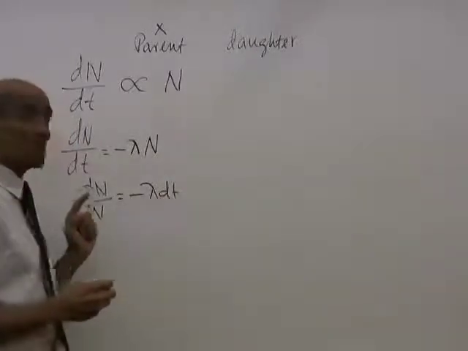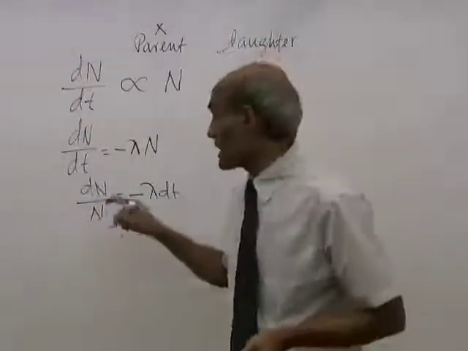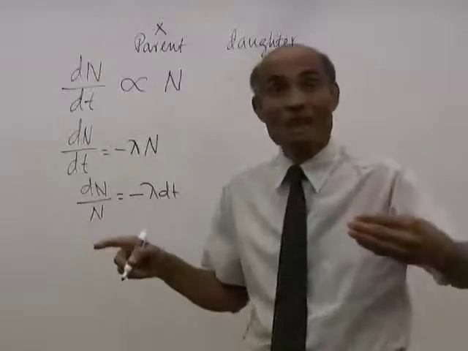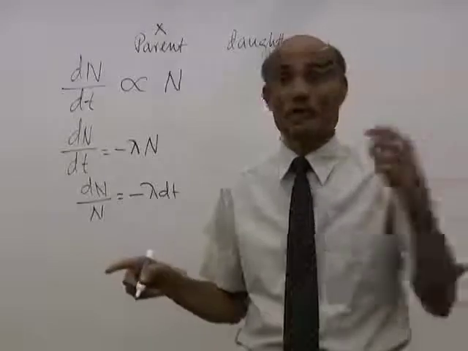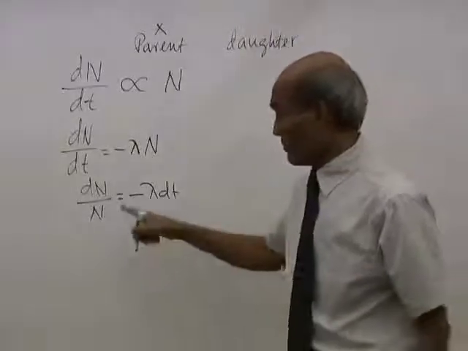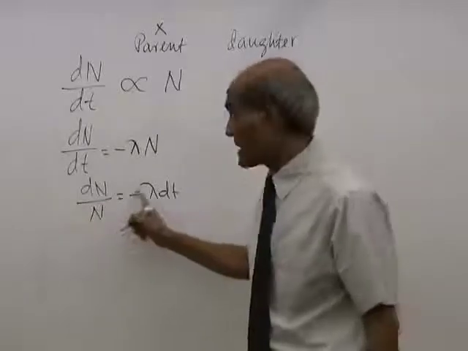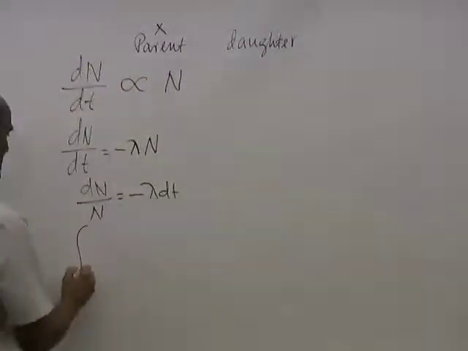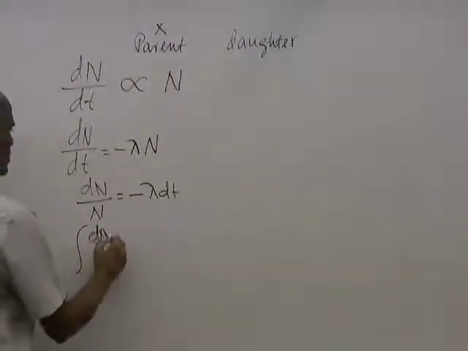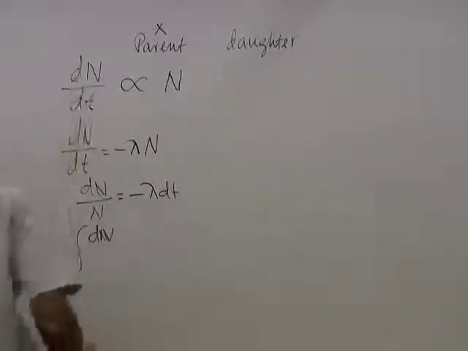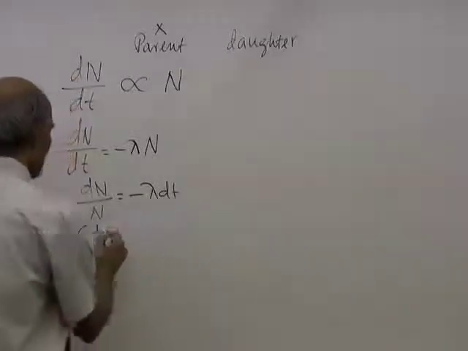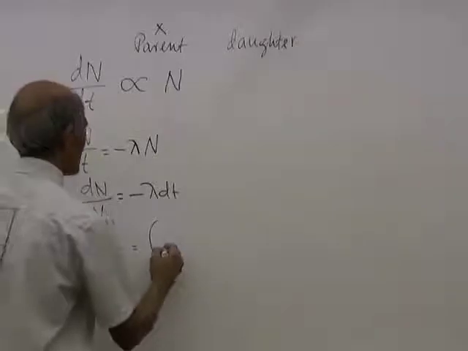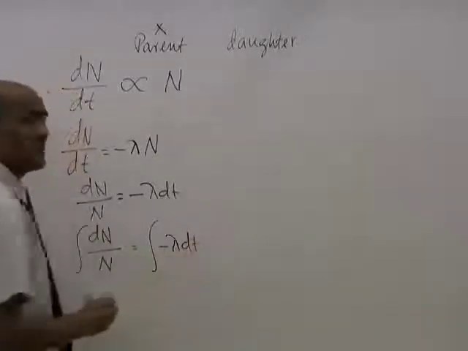Well, now to solve this, solving means we've got to get an expression for n. How does n, the number of radioactive atoms present, change with time? So that is what solving means. What do I do? I integrate the left-hand side and integrate the right-hand side. Alright, so I would say integral dn divided by n equal to integral negative lambda dt.